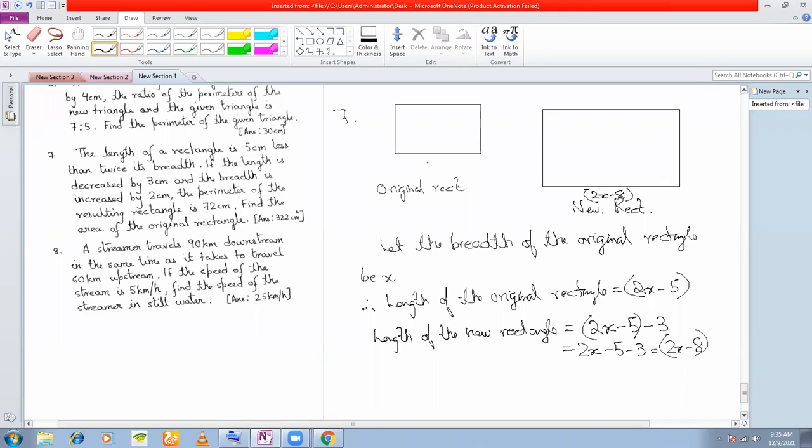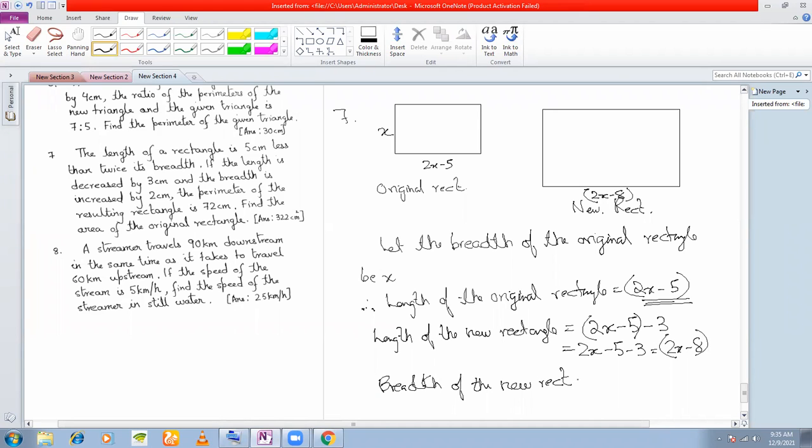What was the length in the original rectangle? 2x minus 5. And the breadth we have taken as x. Yes, 2x minus 8 is the length of the new rectangle, because see what is given in the statement. Length is decreased by 3 centimeters. The original length was 2x minus 5, and from this I decrease 3 centimeters, so it becomes 2x minus 8.